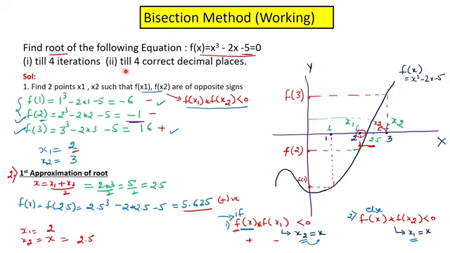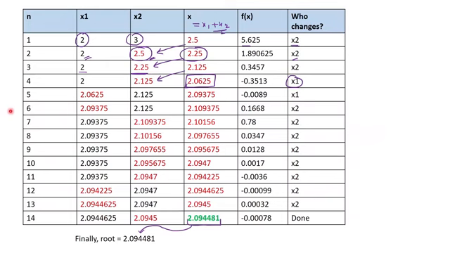Here we are told that you have to find the root of this equation till 4 correct decimal places. So what does it mean? Let's say if the question had asked you to repeat this process till 2 correct decimal places, then what is meant by that?